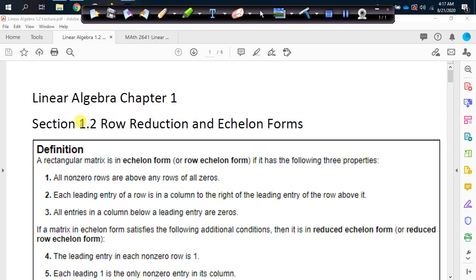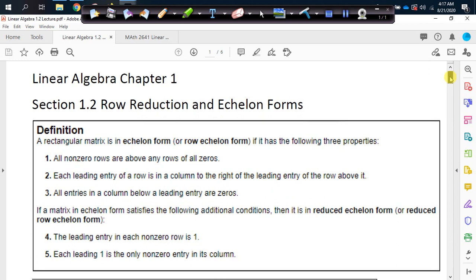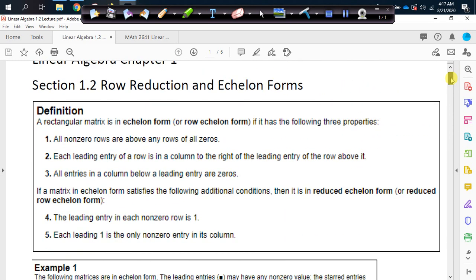So class, I'm going to cover section 1.2, which is row reduction and echelon form. And we've talked about this already, a little bit anyways. A rectangular matrix is in what we call echelon form, or you can call it row echelon form, if it has the following three properties.